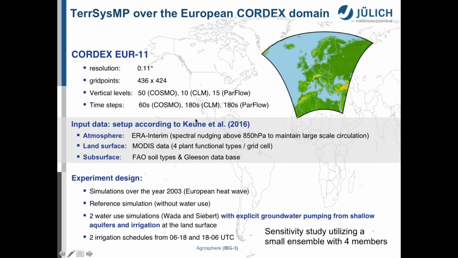She drives the model with ERA-Interim data along the boundaries, and she performs spectral nudging at the top of the atmosphere to keep the big weather systems close to reality. We're doing this to maybe also compare more comprehensively to observations in the future. There's a lot of input data that she has handled, for example, related to plants, related to the soil, and also related to the hydrogeology.